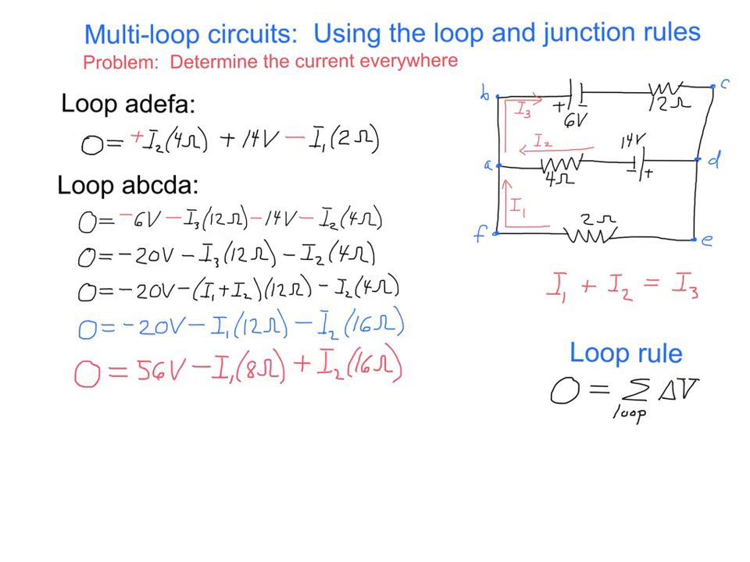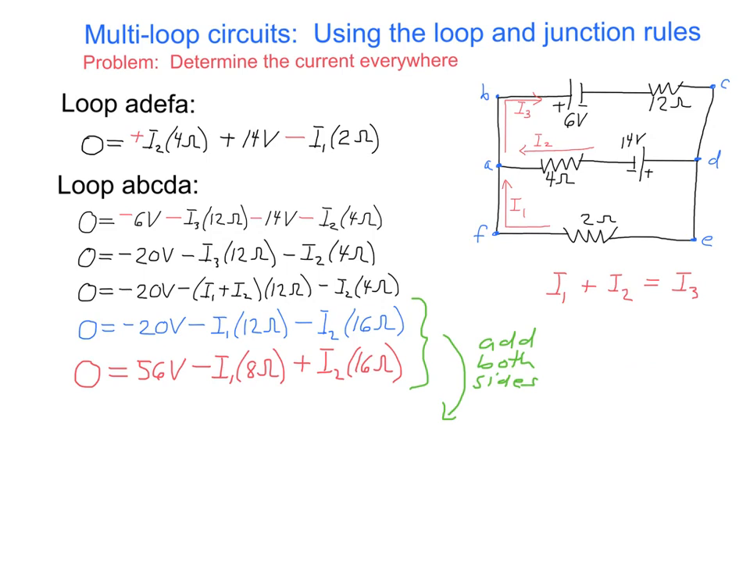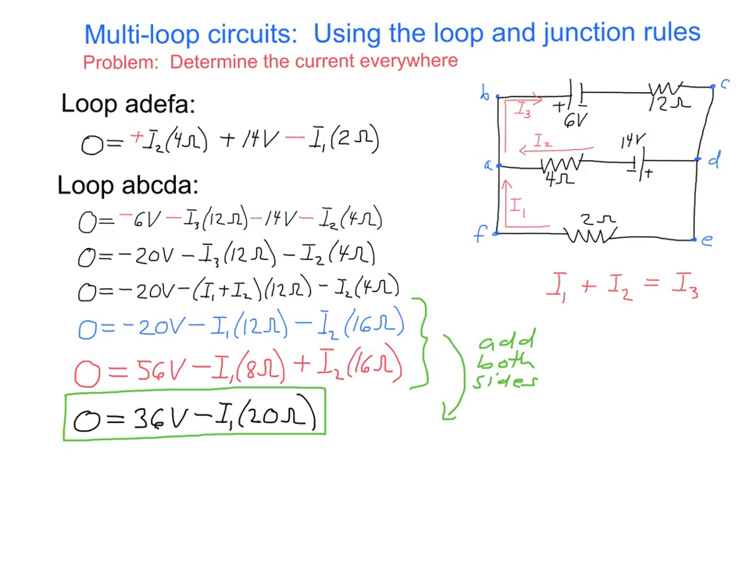Comparing term by term, 4 times 0 gives me 0. 4 times 14 volts gives me 56 volts. 4 times negative I1 times 2 ohms gives me negative I1 times 8 ohms. And 4 times I2 times 4 ohms gives me I2 times 16 ohms. So now let's add both sides of the red and blue equations together. This eliminates I2 as promised and gives us the black equation in the green box. And if we solve that for I1, we get 1.8 amps.